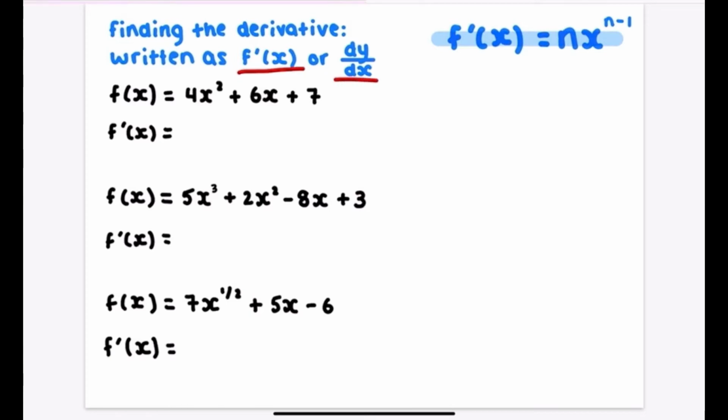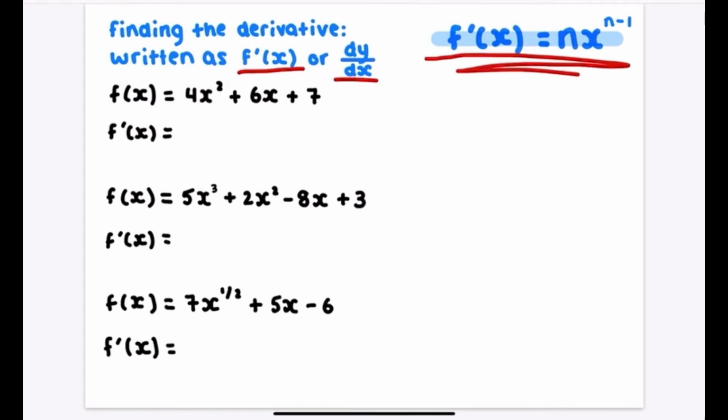Differentiation is finding the derivative of an expression. The derivative of an expression is written as f dash of x or dy over dx. You must make sure you know this, as often in exams the question will ask for dy over dx, and you must know that this means you need to differentiate the expression, as it may not specify this.